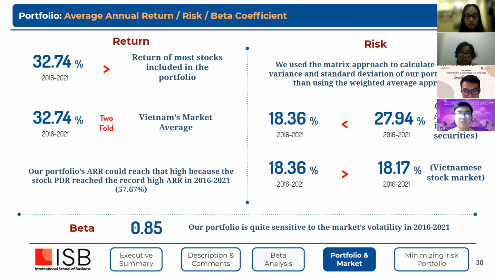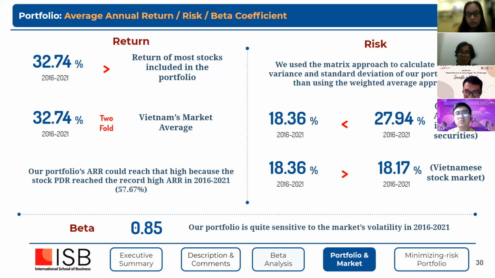Our portfolio ARR could reach that high because the stock of PDR reached a record high in 2016-2021, 57.67%. Now, about the risk, as Tan mentioned before, we use the matrix approach to calculate the yearly variance and standard deviation of our portfolio rather than the weighted average approach. First, there are two things I want you to think about: our portfolio standard deviation, 18.36%, is less than the weighted average of the standard deviation of individual securities, 27.94%. This result is the implementation of the diversification effect in the real world.